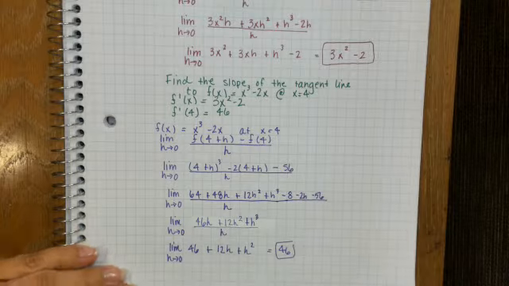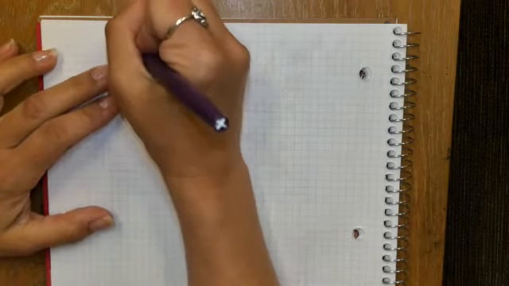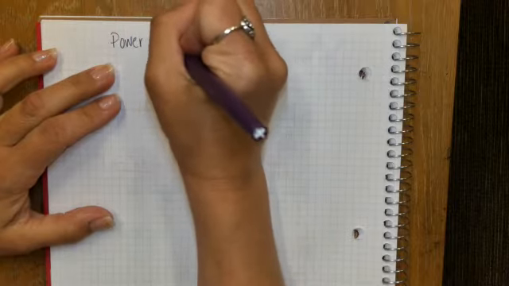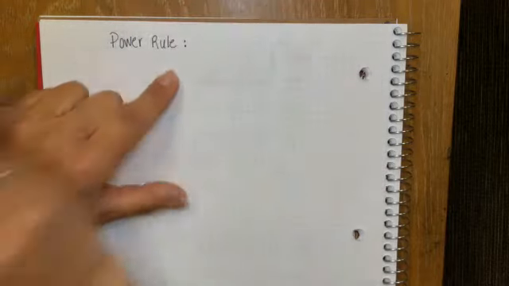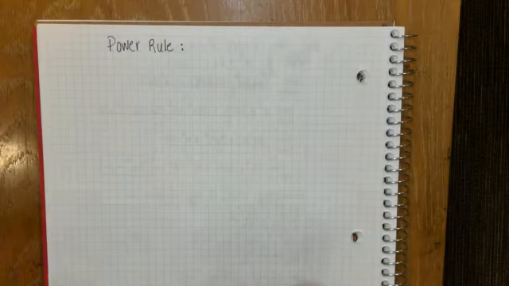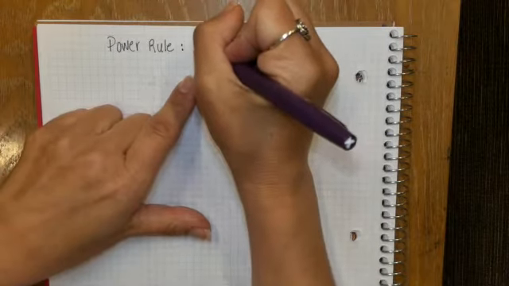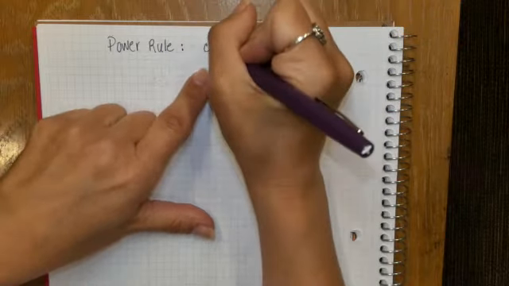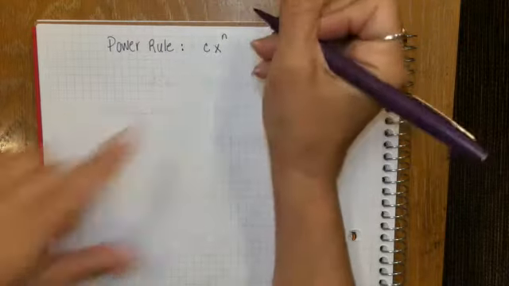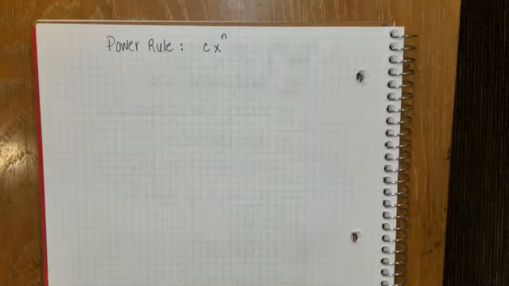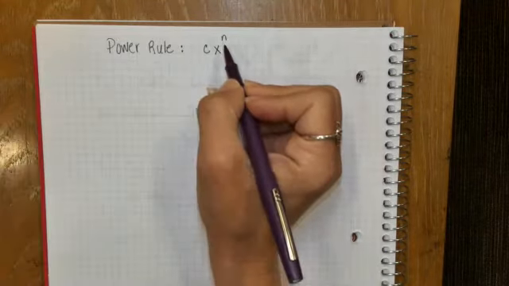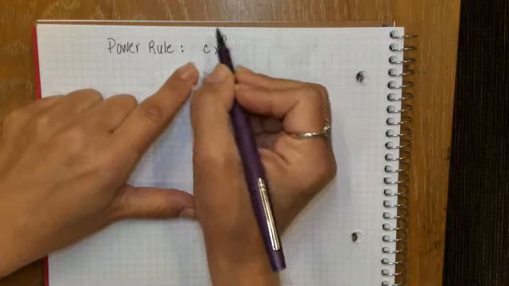Okay, so there's this wonderful shortcut for finding derivatives of functions. And today we're going to look at the power rule. The power rule says that if you have some function with some coefficient, let's just call it c for a coefficient, and x to the n, kind of like what you do with logarithms, you bring the exponent down in front.